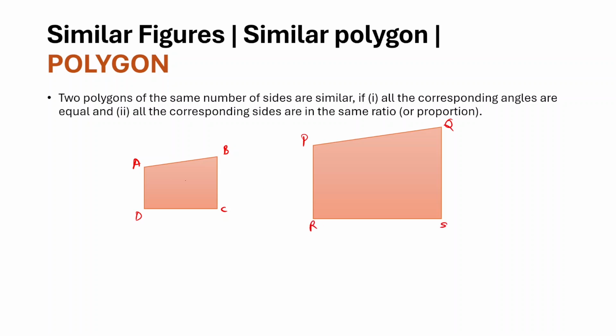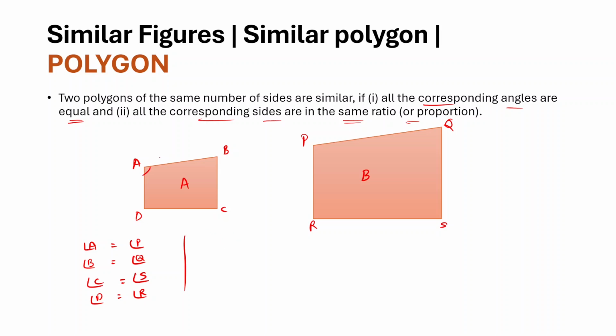So we will say these polygon A and polygon B are similar only when angle A equals angle P, angle B is equal to angle Q, angle C is equal to angle S, and angle D is equal to angle R. Okay, this has to be satisfied. All the corresponding angles have to be equal, and all the corresponding sides should be in the same ratio or proportion.